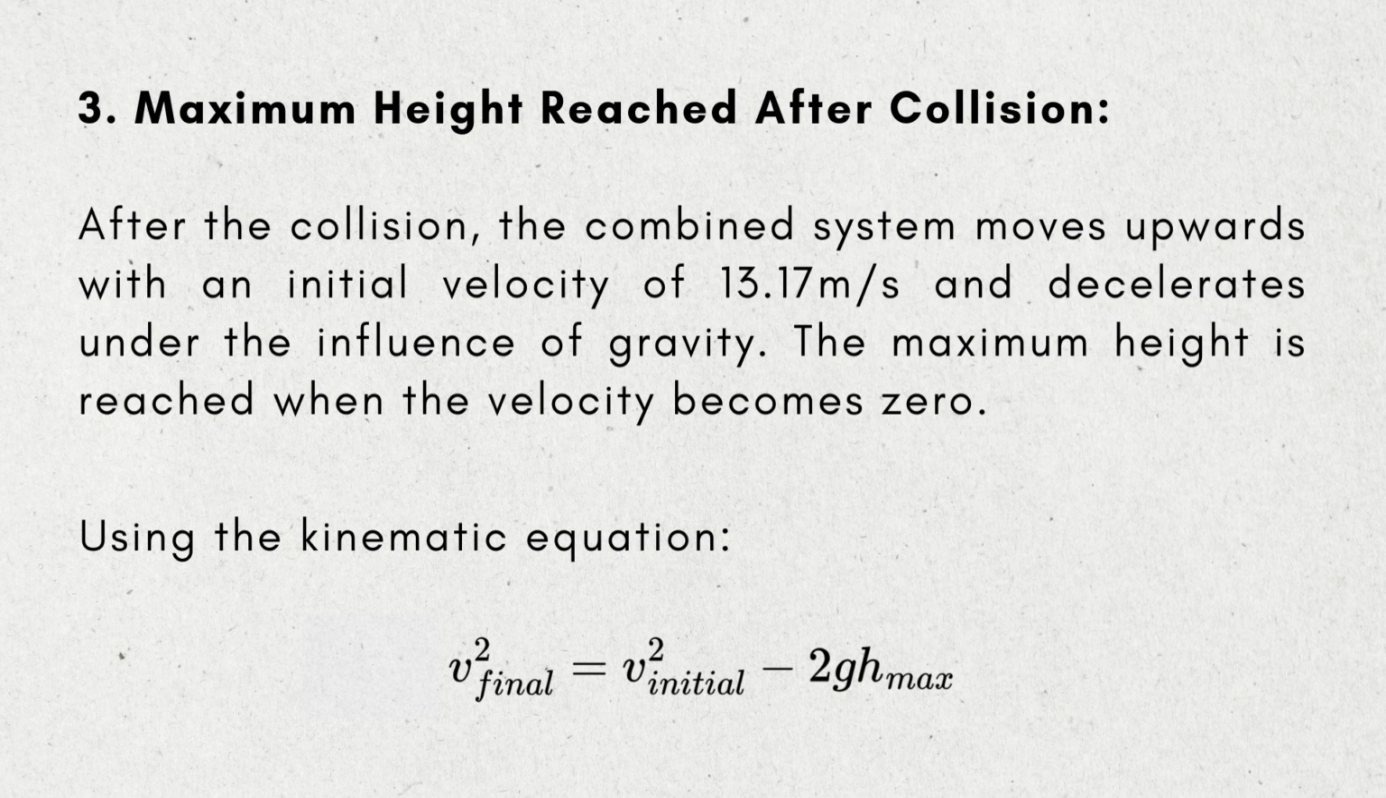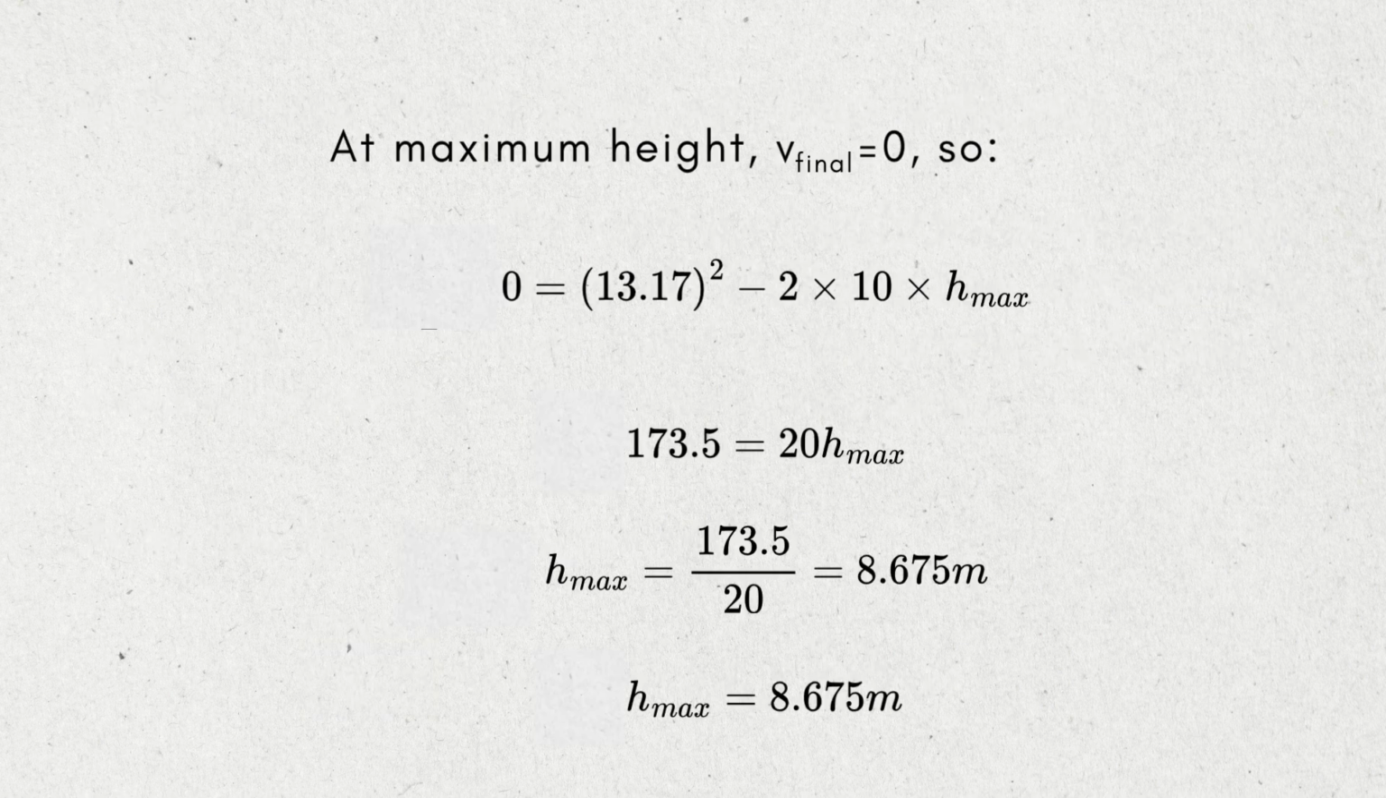Step 3. Maximum height reached after collision. After the collision, the combined system moves upwards with an initial velocity of 13.17 meter per second and decelerates under the influence of gravity. The maximum height is reached when the velocity becomes zero. Using the kinematic equation, V final square is equal to V initial square minus 2g into h max. At maximum height, V final is equal to 0. H maximum value is equal to 8.675 meters.